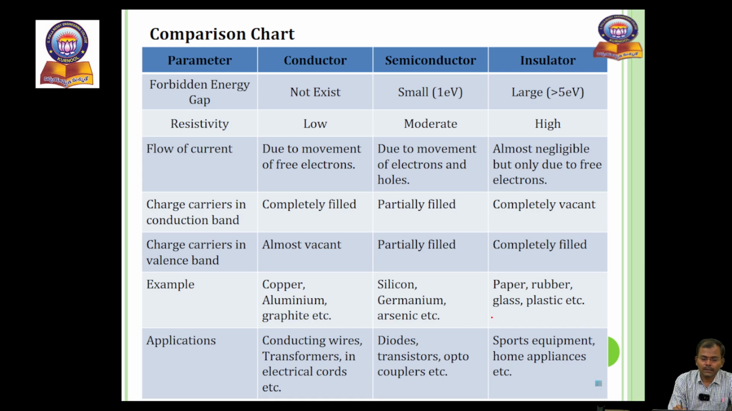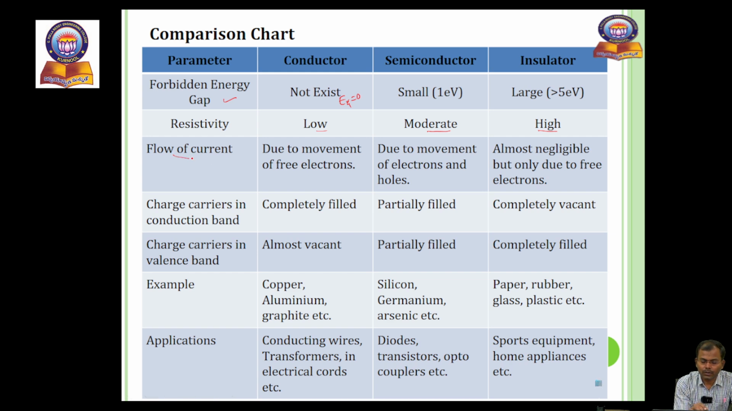This is the comparison between three types of materials. In a conductor, the forbidden energy gap does not exist, both the conduction and the valency band overlap, so the energy gap is 0. In the semiconductor it is small, and in the insulator it is larger. Resistivity: conductors are good, they will allow the electric current, so the resistivity is low, in semiconductor it is moderate, and for insulator it is very high.